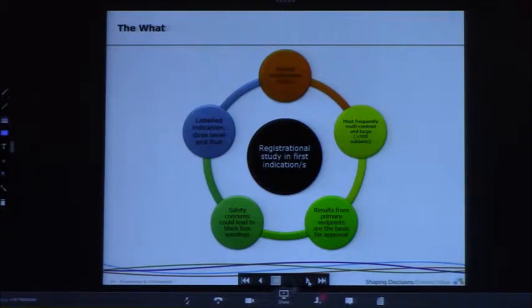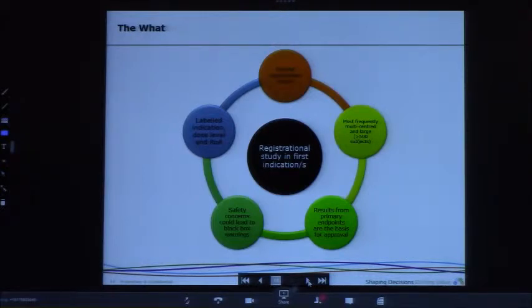So here, what we're talking about in phase 3 is the registrational studies, or study, in the first indication, or the first indications, depending on the plan of attack in terms of the strategy. But for simplification, let's just say it's the registrational study for the first indication. This is the study that you're going to do to generate the data to take to the regulators to say, you need to give us approval to market this product commercially. So it is the pivotal registrational trial.